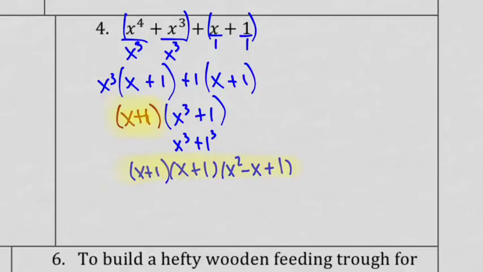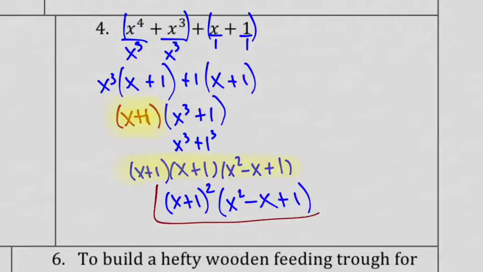I can put them together and write it like this: x plus 1 squared, because there's two of them, times x squared minus x plus 1. And there you go. The one that I highlighted in yellow or the one that I circled with the red box, either one is actually correct. We do prefer this one, right? The simpler the better. Okay, this is completely factored and we combine these two into x plus 1 squared.